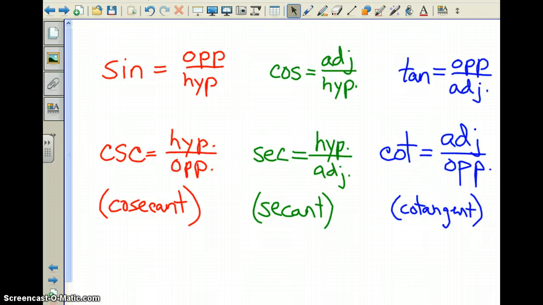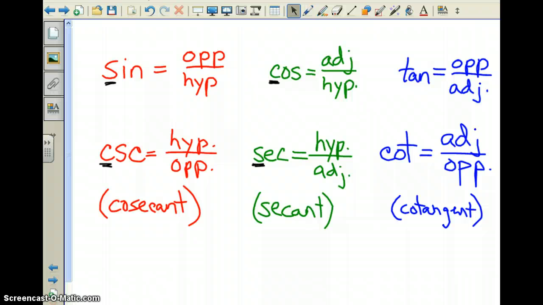And the way I remember these last couple as being related, cos and sec, those pairs of reciprocals have to start with a C and an S. And the same thing is true of sine and cosecant. They start with a C and an S. So cos and cosecant are not reciprocals of each other because they both start with C. And sine and secant, same reason, not reciprocals. They both start with an S. You need a pair of a C and an S to make reciprocals.